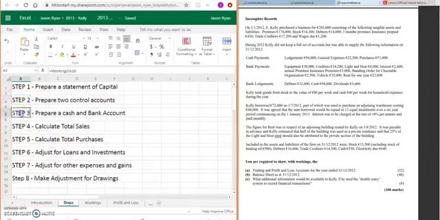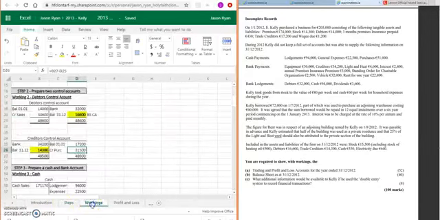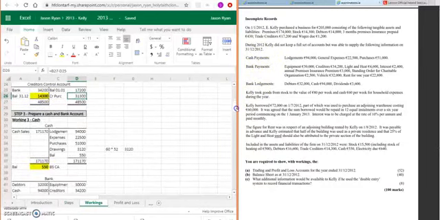Next, step number 3 then is prepare your cash in your bank account. So that's where we're going to look over here at our cash and our bank payments and our bank lodgements. Have a look to see if we've got any opening cash to start a question, which we don't. So now the lodgements have lodgements, general expenses and purchases.